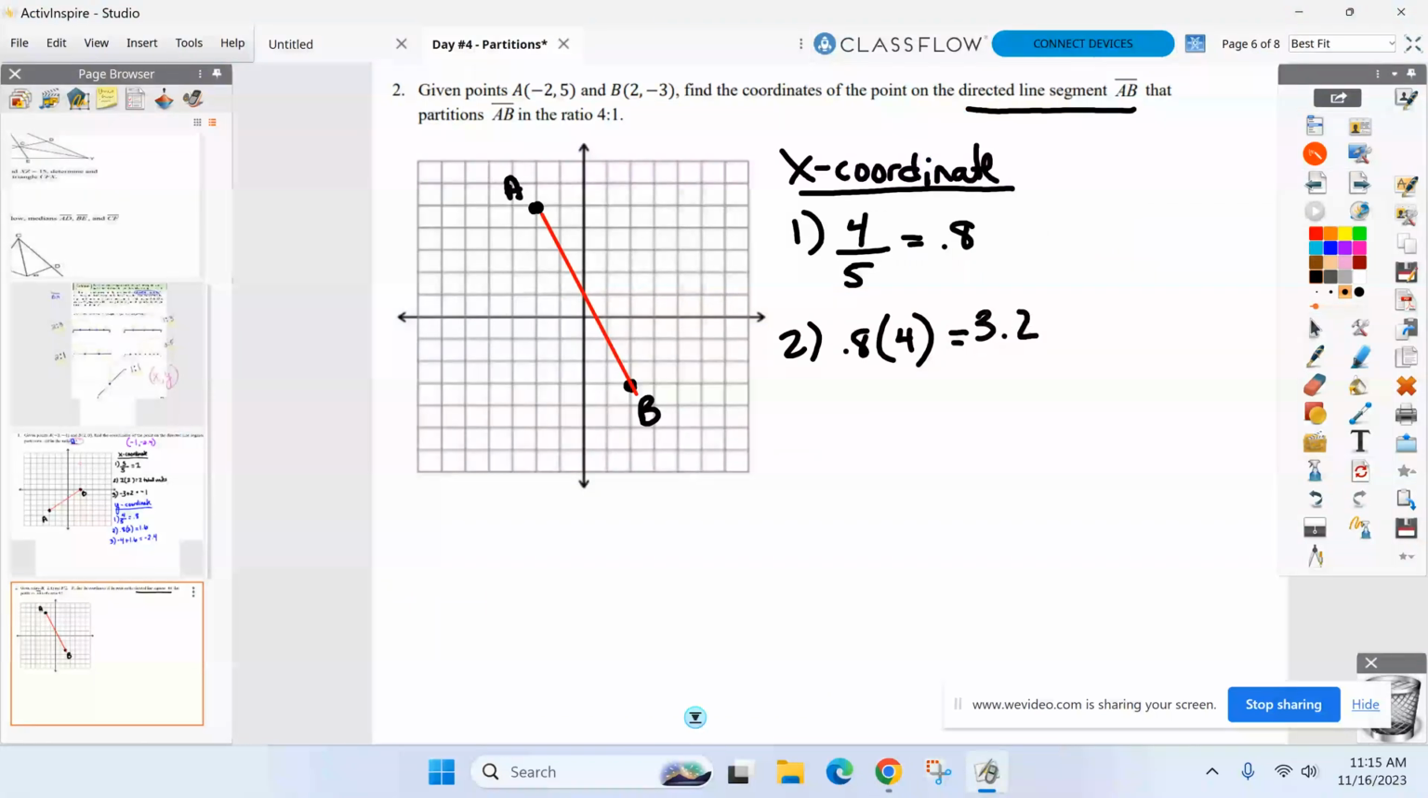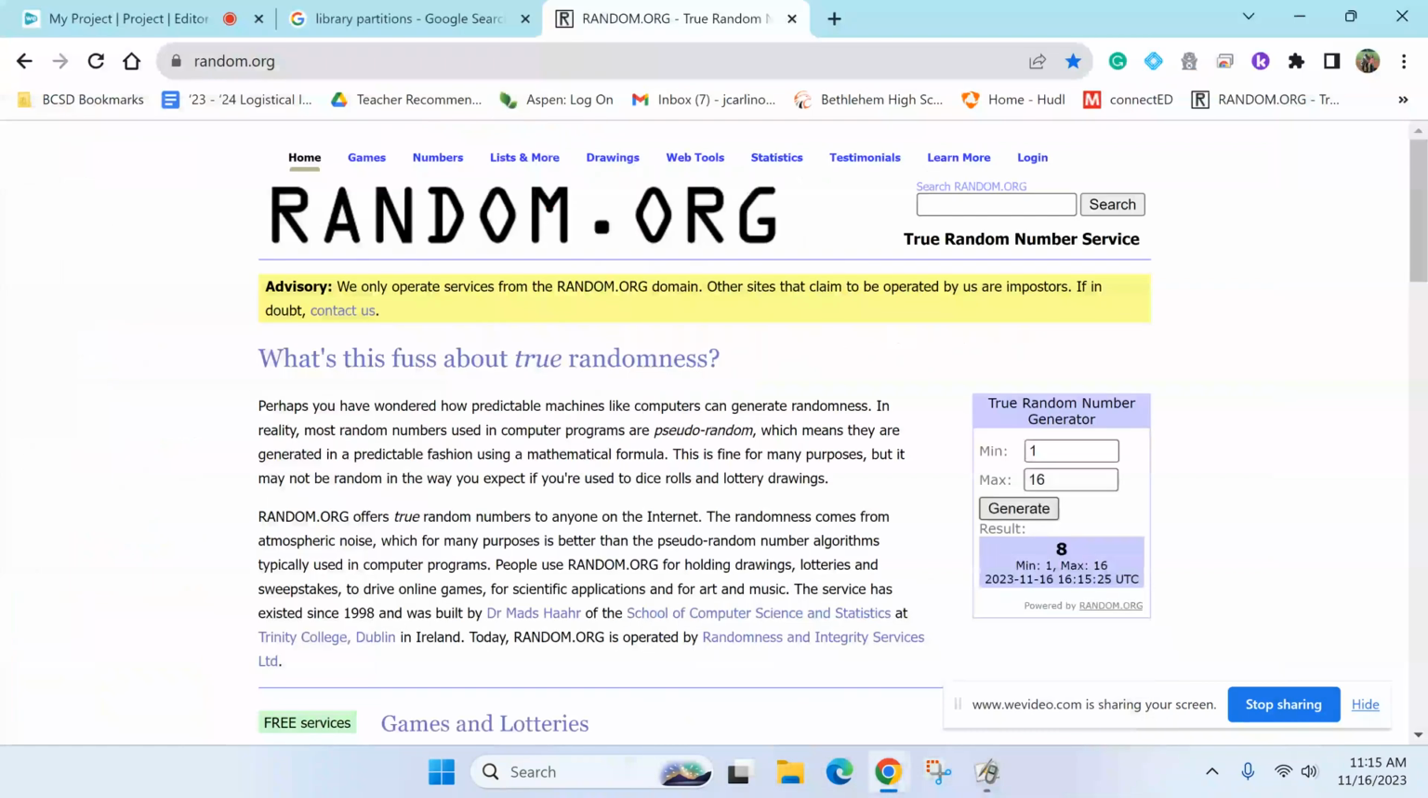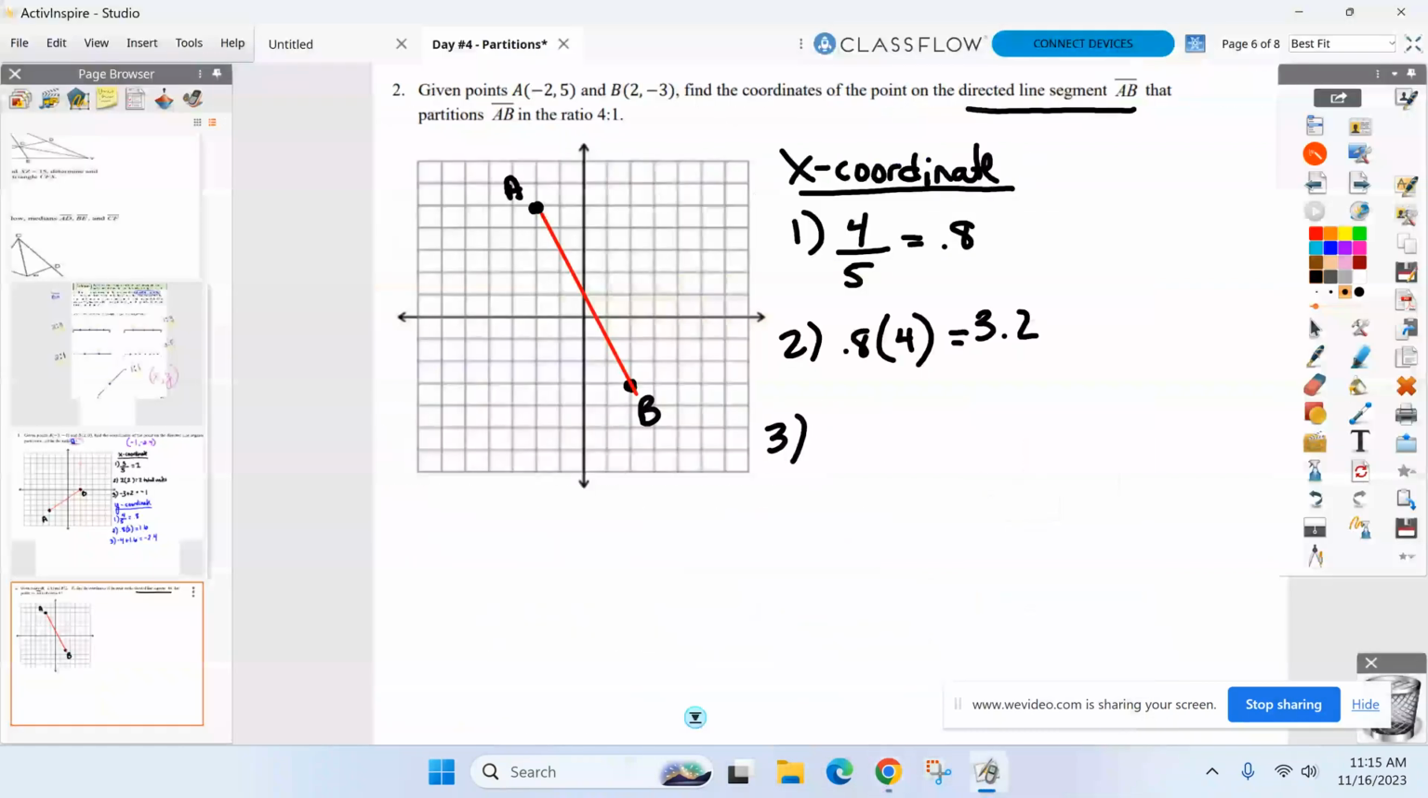Yep. Here's the other part that confuses students. They stop here and they think 3.2 is their x coordinate. No. That's how many units you have to go from the start. And speaking of the start, what x coordinate did I start at? Josh, where did I start on the x? -2.